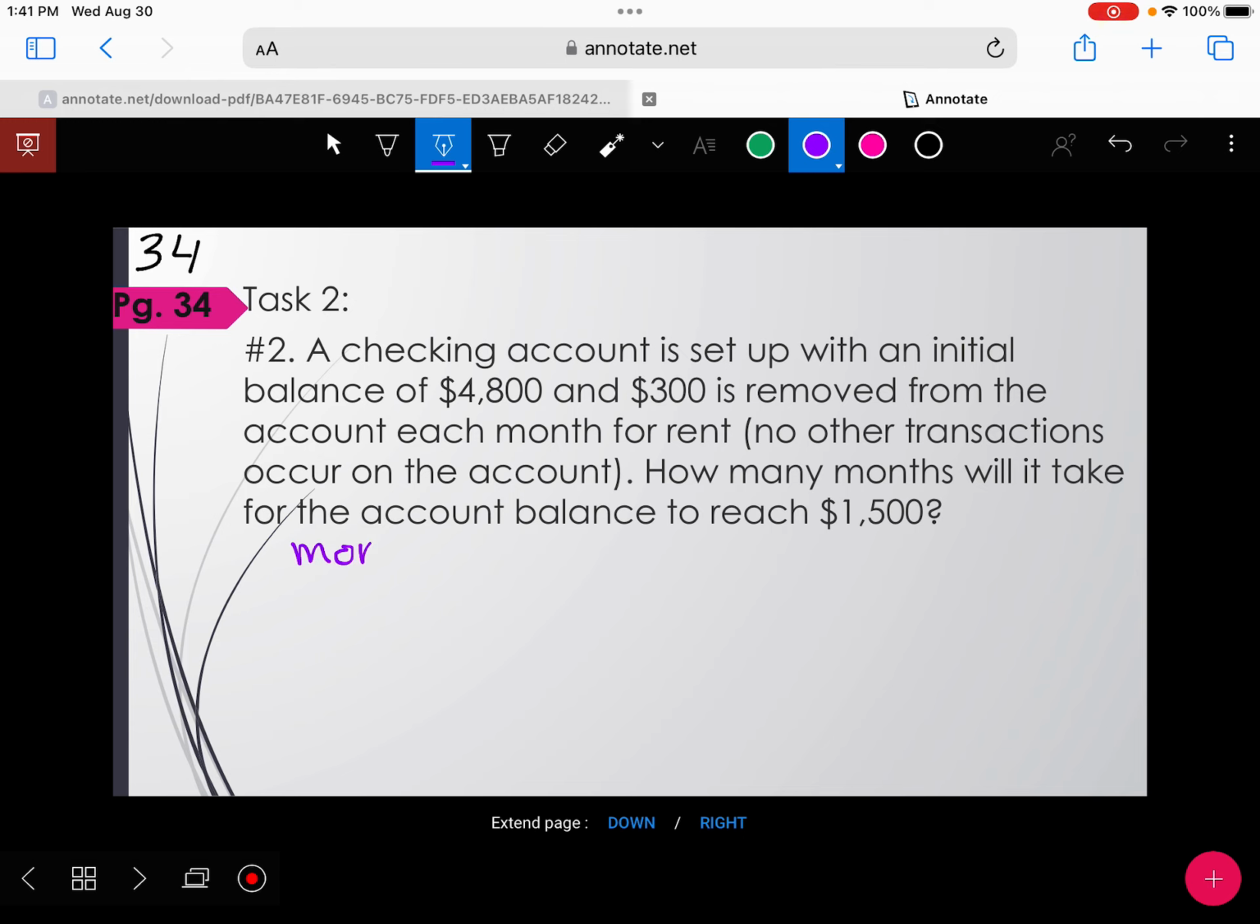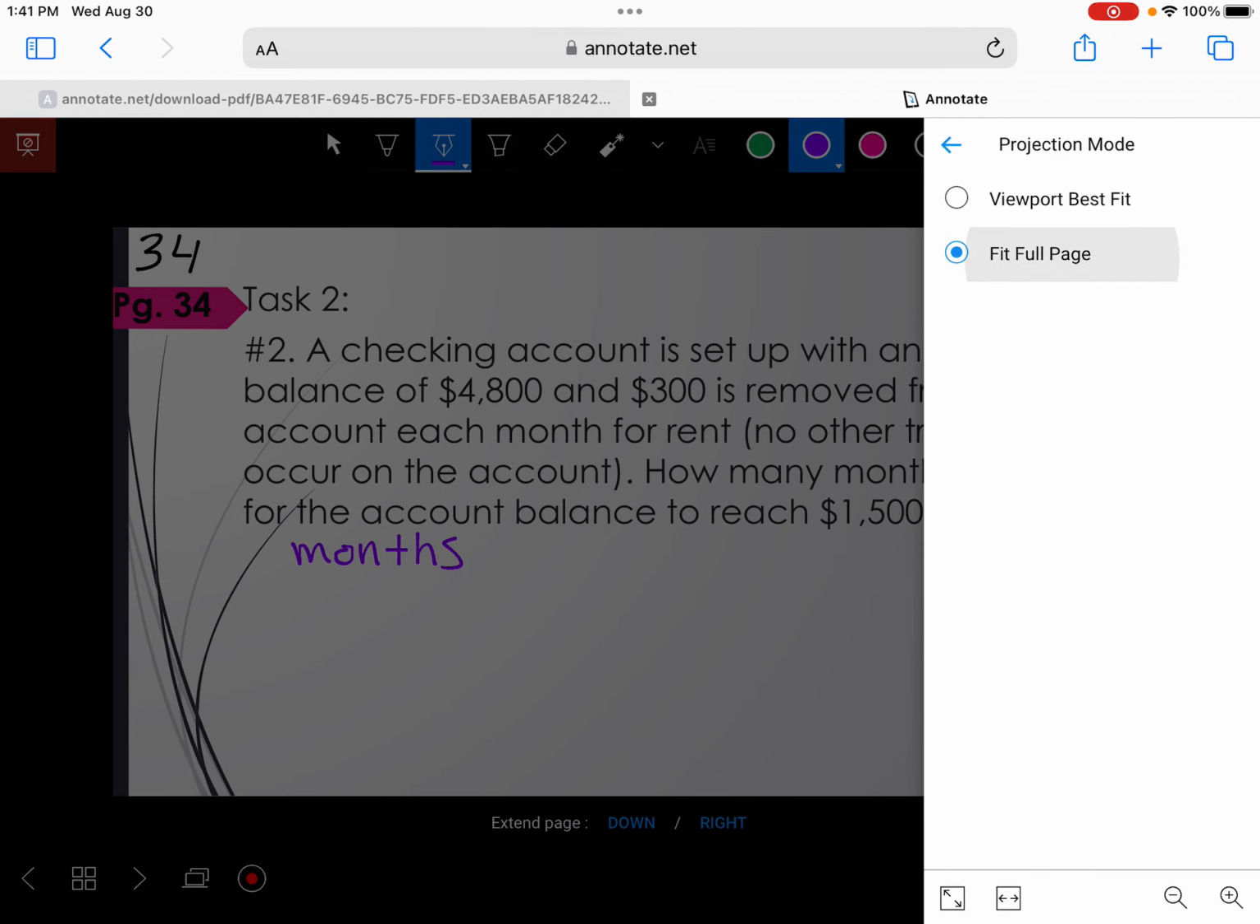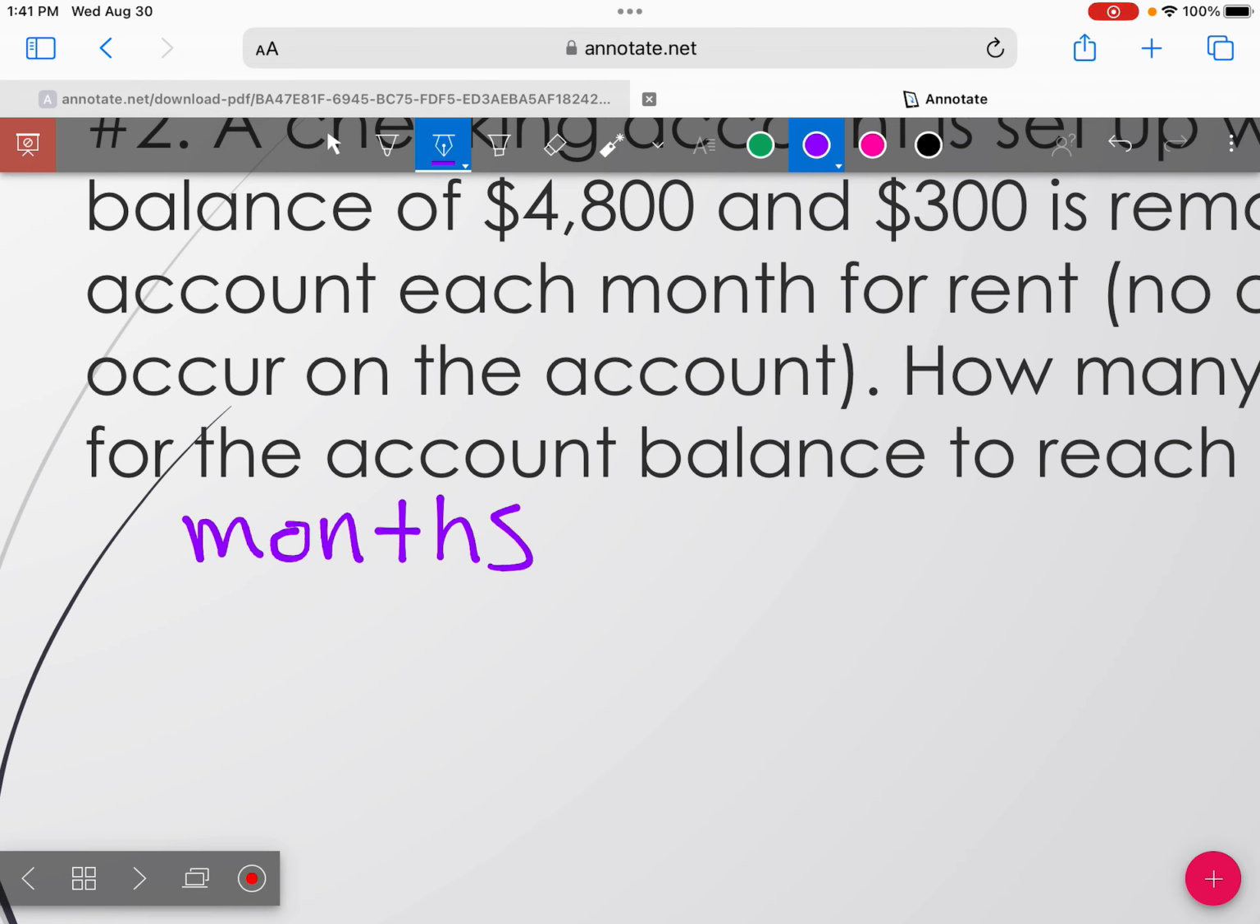So we need to pick a variable for months. M. Love it. Logical, easy to understand. You can use X, you can use Y, you can use Z, you can use happy face, you can use heart, you can use question mark. I don't care. It's a variable. Doesn't really matter. Then we're going to work on building this equation because we need to build an equation before we can solve it.